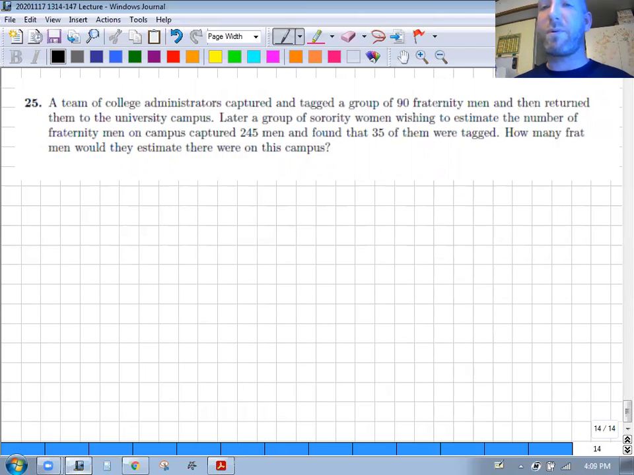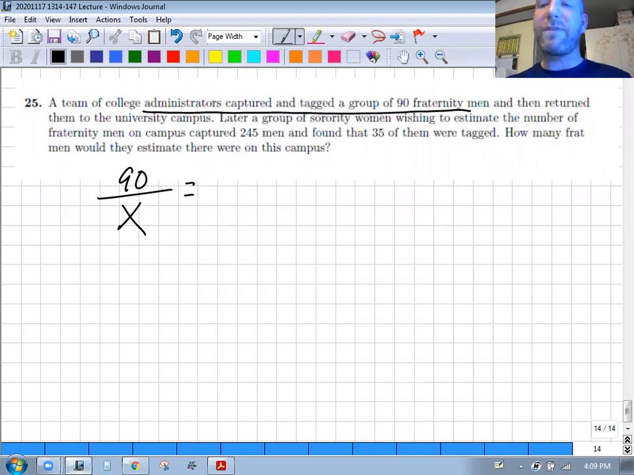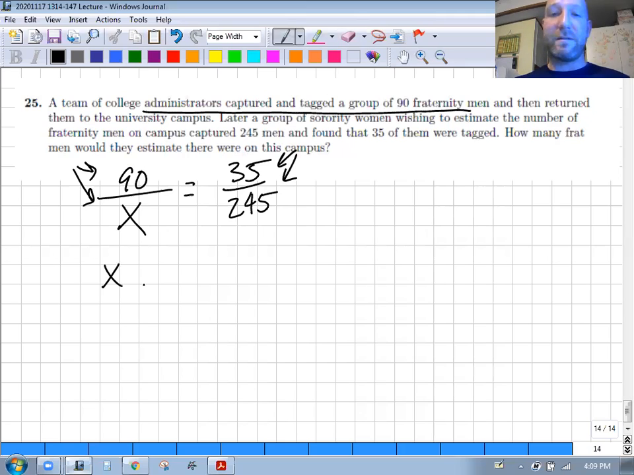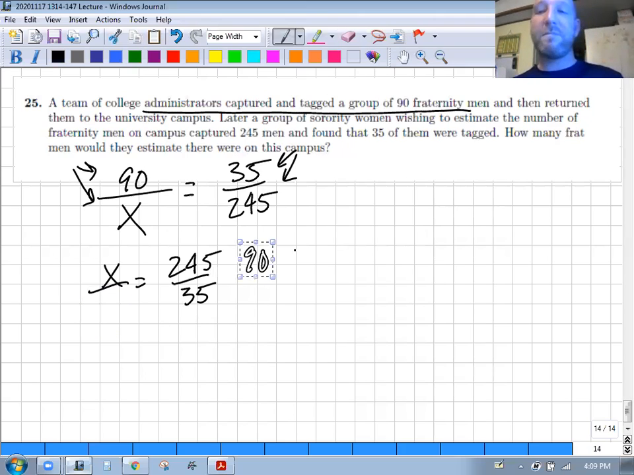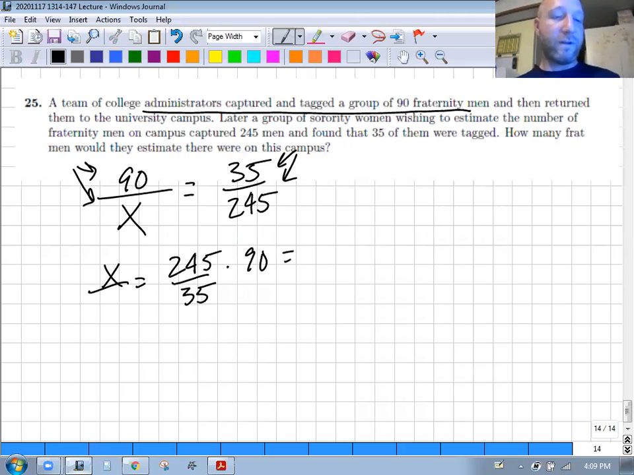This is exactly the penguin problem here, right? So out of all the fraternity men, 90 of them were captured and tagged, right? 90 out of the total population. And then later, the women got 245, 35 were tagged out of 245 that they caught. So tagged to total, tagged to total. All right, so X over 90 equals 35 over 245. Multiply both sides by 90. We get 245 times 90 divided by 35. 630 fraternity men.